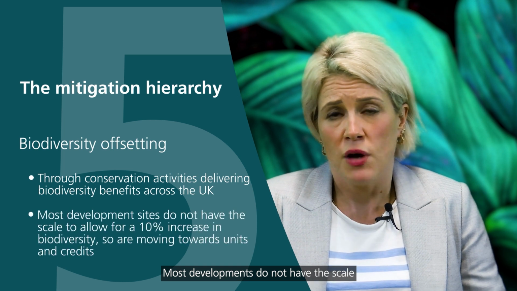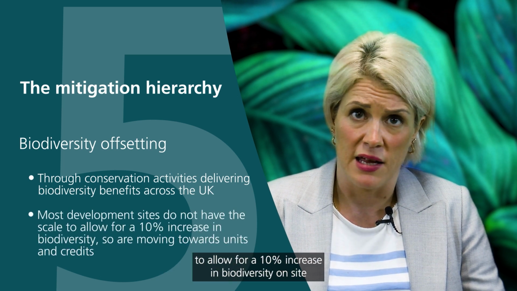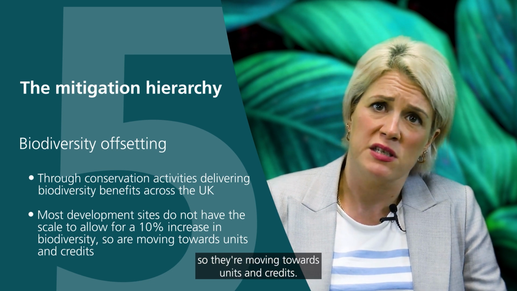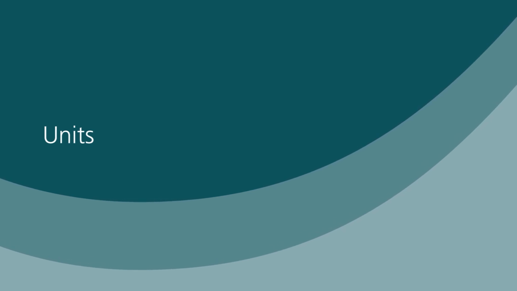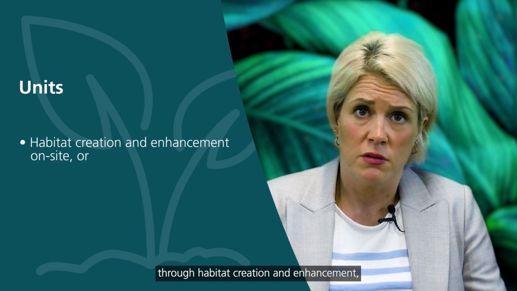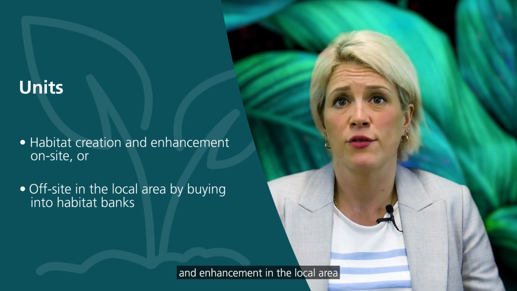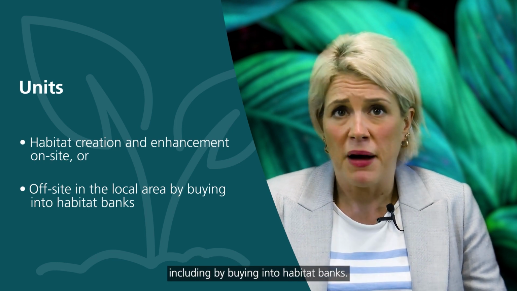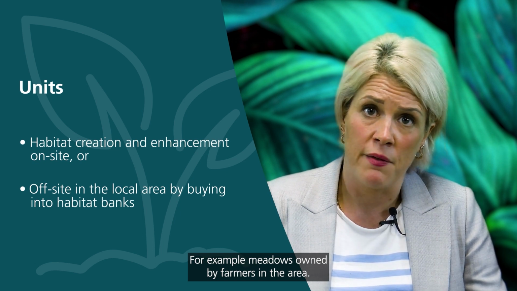Most developments do not have the scale to allow for a 10% increase in biodiversity on site, so they're moving towards units and credits. What are units? Units can be delivered on site through habitat creation and enhancement, or delivered off-site through habitat creation and enhancement in the local area, including by buying into habitat banks, for example meadows owned by farmers in the area.